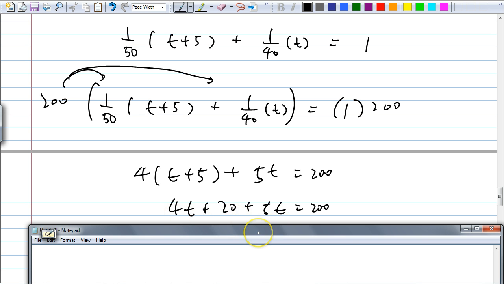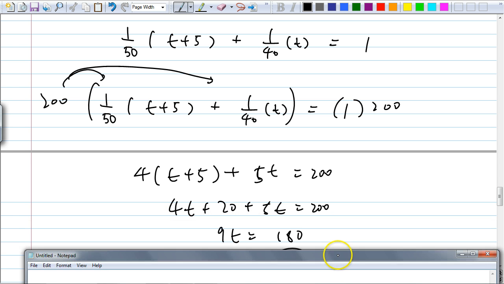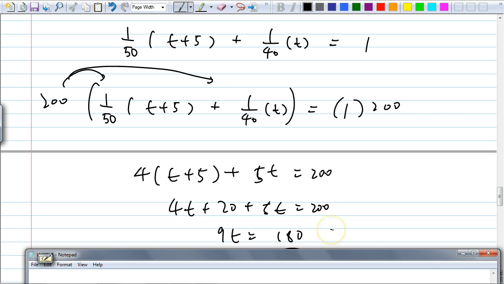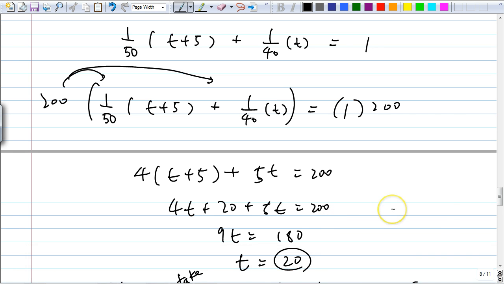4T plus 5T, class, what's that? 9T plus 20 equals 200. And I subtracted 20 from both sides, so you get 180. How many people got T equals 20? Very good. What does this represent? Audrey, what have we found? What does this mean? T equals 20.